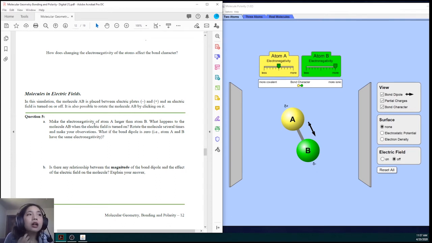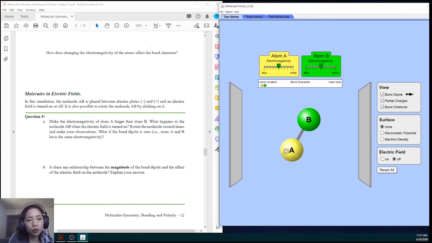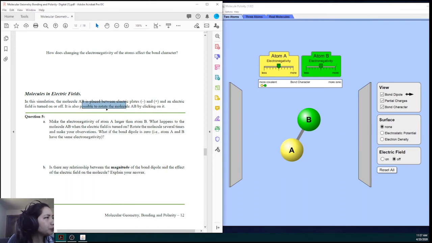Now, when we change the electronegativities and see the presence or absence of a bond dipole, here you see a bond dipole. If I make them the same, there's no bond dipole. What does that mean for a molecule? Well, if there is a dipole present, you can think of the molecule like a magnet. If I turned on an electric field, those dipoles would want to arrange themselves into that electric field. So that's what question 5 has to do with.